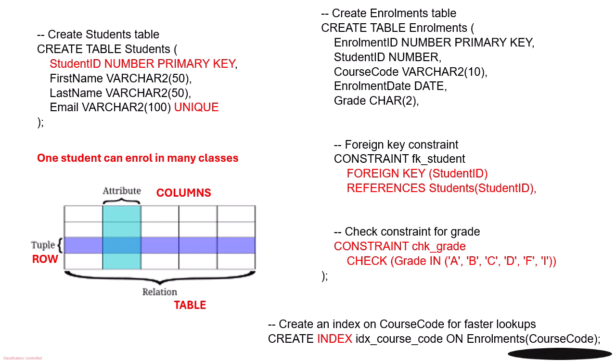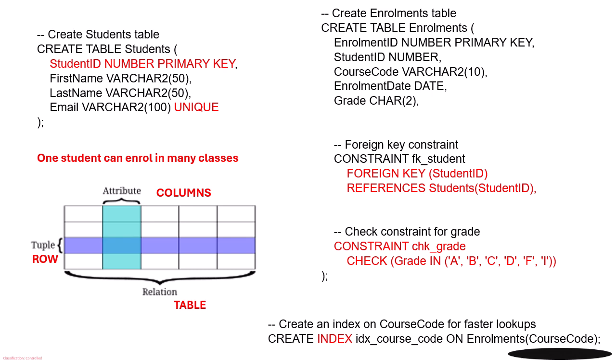Then you have rows, which are called tuples in the conceptual data model. So suppose you create 100 students' data here. That means you are creating 100 rows of data. You are inserting 100 rows of data into this table.